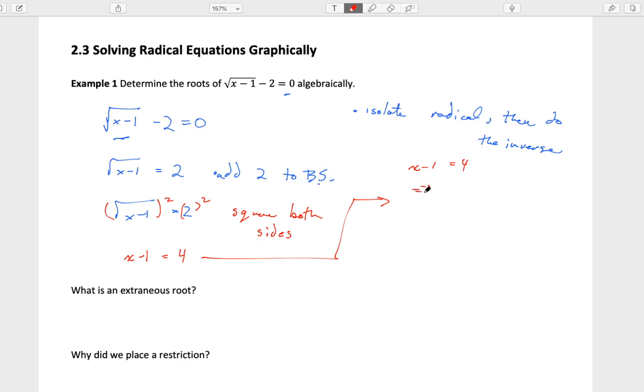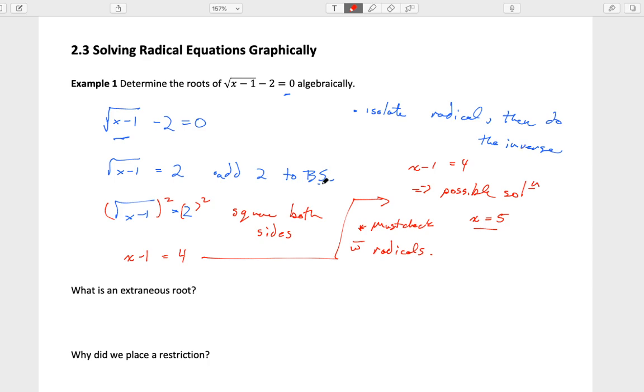This implies that a possible solution, now I'm going to call it possible because it's not for sure, is x is equal to 5. If I add 1 to both sides, I get x is equal to 5. Now, what I have to do with radicals, you must check with radicals. And maybe we'll get back to that a little bit later.